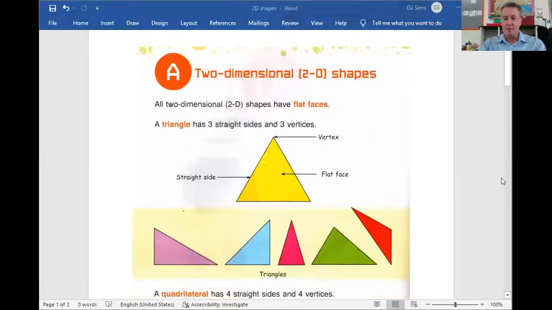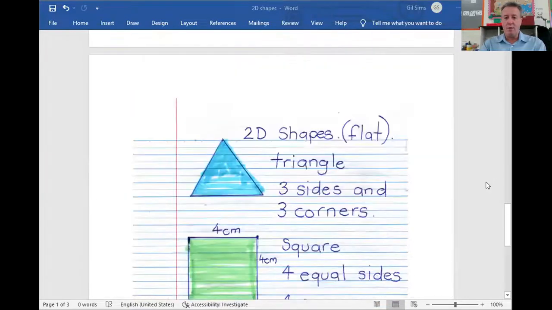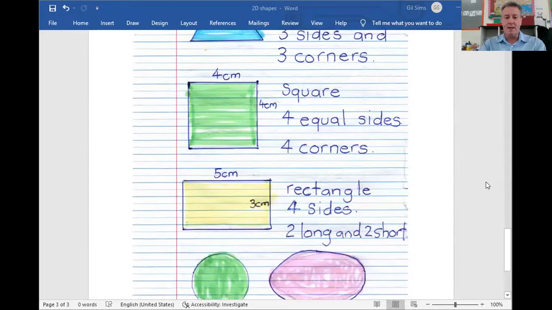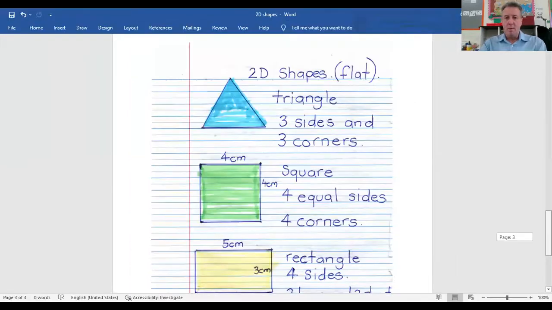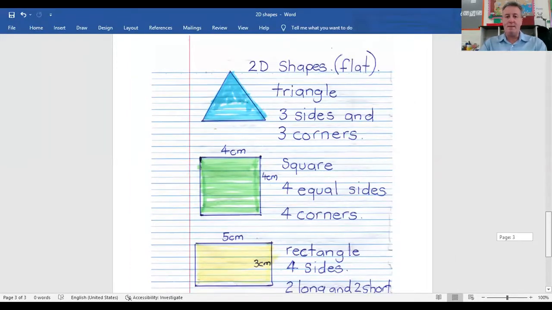So now if we can get out our math notebooks, and we'll go through our math notebooks, and let's make that page bigger. We're going to write 2D shapes, and we draw a triangle, 3 sides and 3 corners. But when we draw the square, everybody will have to do it. We're doing an extra thing.